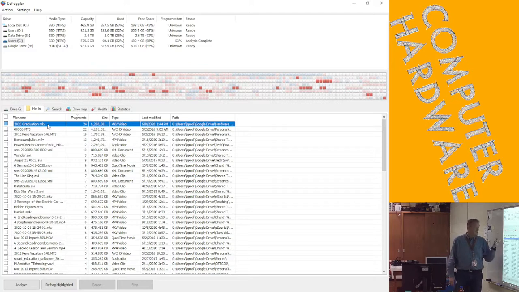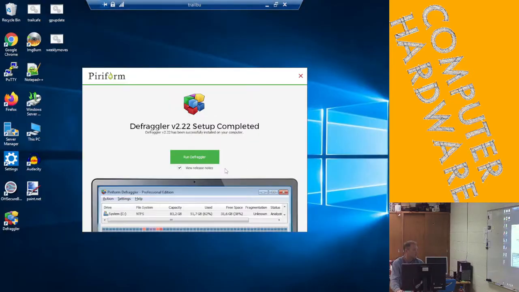So when I go to read this file, it's got to go here. The hard drive's got to go all over the place. And I'm not going to defragment this right now. But if I did, it would take all those pieces and put them together, making it so it's contiguous instead of fragmented.